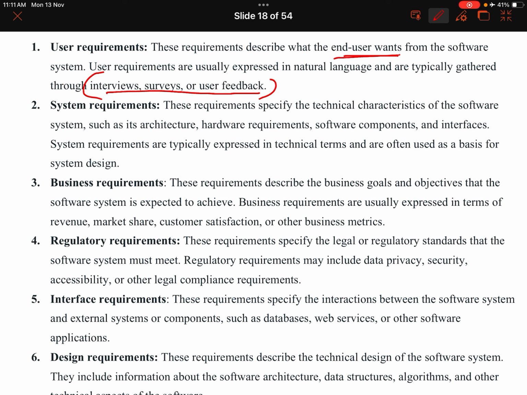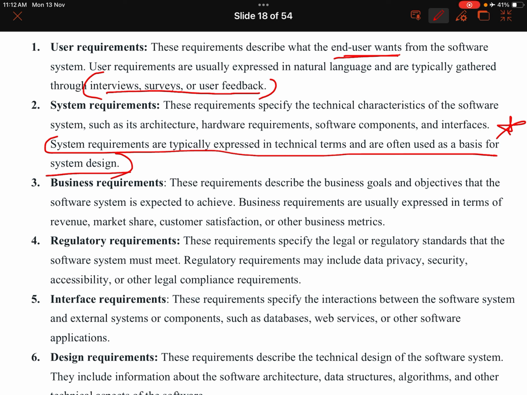System requirements. These requirements specify the technical characteristics of the software system such as its architecture, hardware requirements, software components and interfaces. System requirements are typically expressed in technical terms and are often used as a basis for system design.